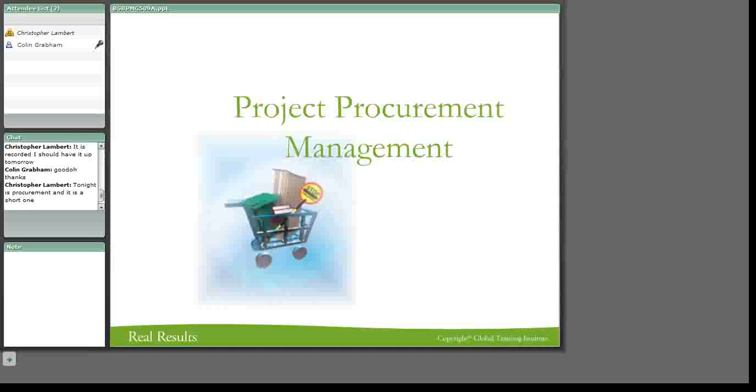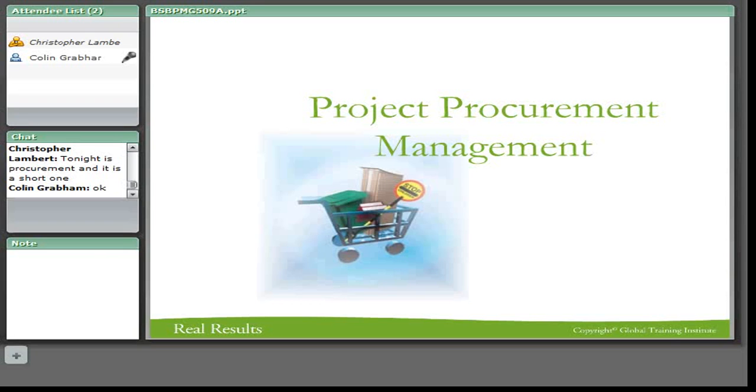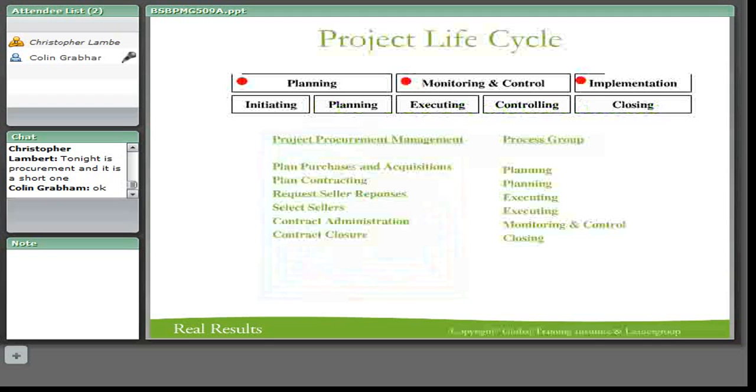Okay, so tonight's topic is project procurement, and if we look at what we're doing, it's going to spread right across planning, monitoring, control, and implementation. There are quite a few sub-processes to this one. There are 6 of them: 2 on planning, 2 on executing, 1 on monitoring and control, and 1 on closing. So when we look at procurement, we're going to look at sub-processes that are right across the whole board of the project life cycle.